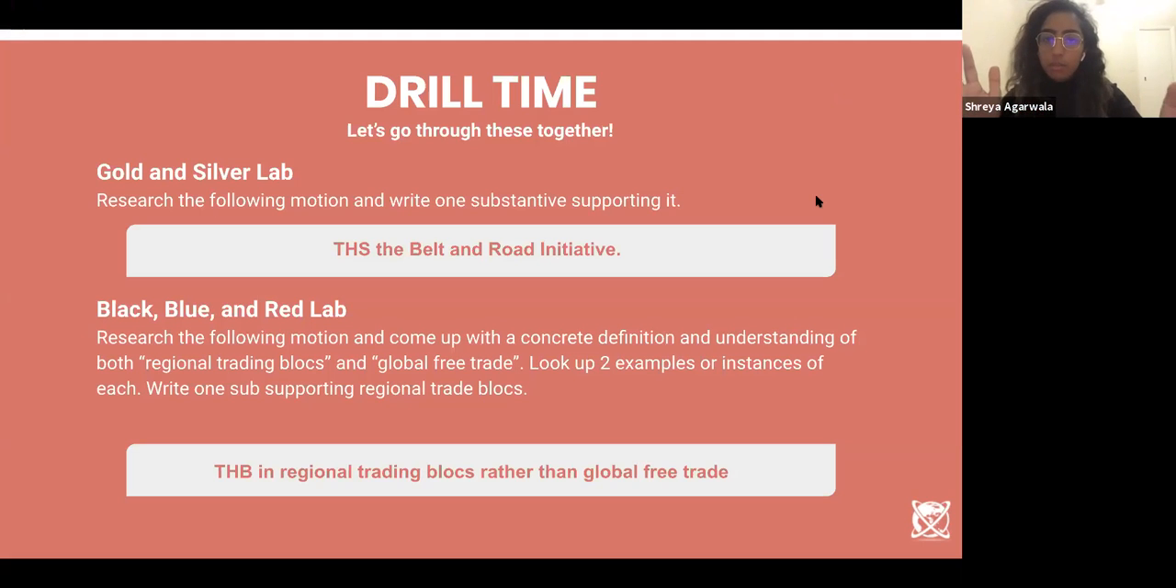Because economics motions are generally prepared motions, I want y'all to just research the motion that I've written for your lab. And then we're going to come back and discuss arguments that each of y'all would make for each topic. So I think we're going to just go with proposition for both. Gold and silver support the Belt and Road Initiative, black, blue, and red support regional trading blocks. So just research the motion and write one sub.